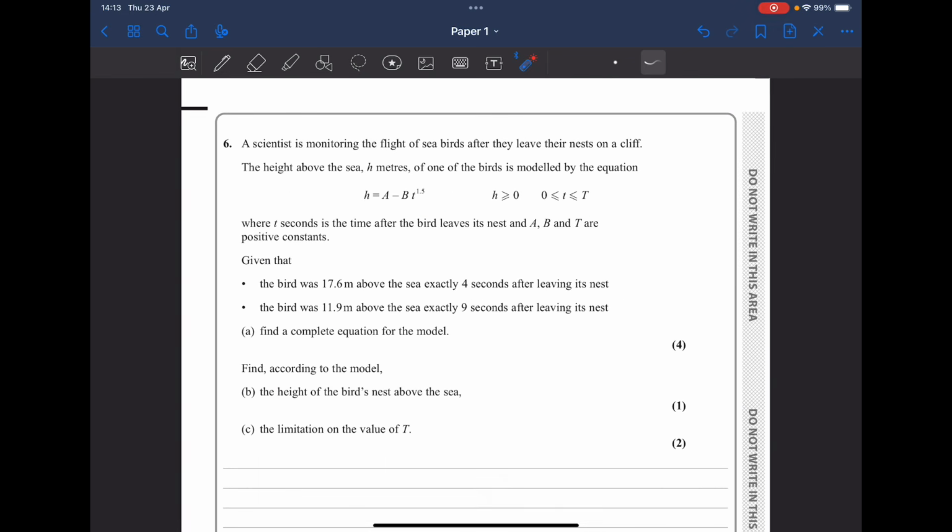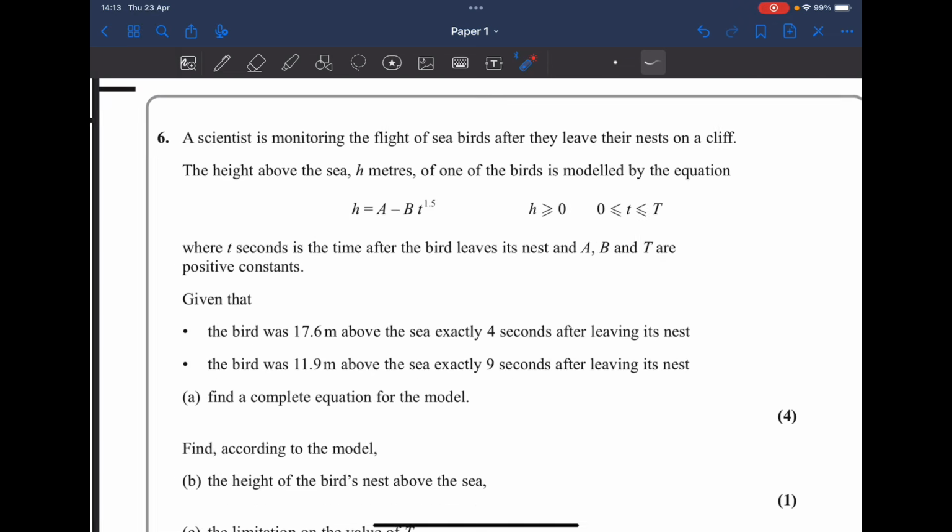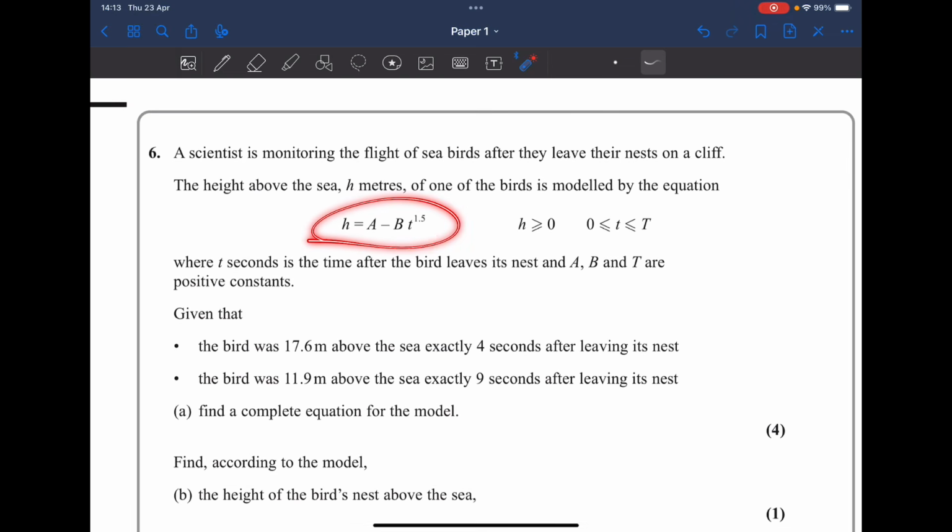Number 6, we're monitoring flight of seabirds after they leave their nests on a cliff. The height is going to be given by this one, where t is time. So when you look at this, first, spot a few things. There's no exponentials, but there's powers of t, but there's no e to the power of t. So when we look at this, the power's going to be doing most of the work. This at 0, the whole term will be 0. So the initial height is always going to be a in this case.